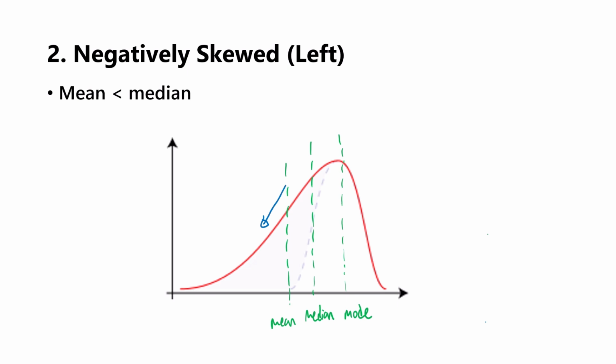An example: imagine you have an easy quiz that most people ace. Almost everyone scores above 90, but one student was absent and got a 0. That one 0 pulls the mean down even though most students did great. So the quiz score data becomes left skewed.